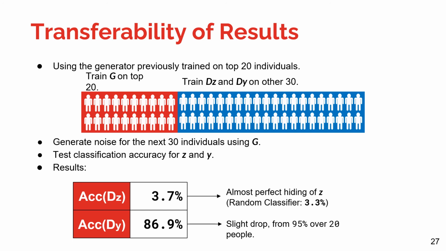We used the generator G to create perturbed samples for these 30 individuals, and then we test the classification accuracy for the perturbed data on the sensitive and target classifier that we just trained. And the results are in the table below. As you can see, with a slight drop from 95% to about 87%, we get almost perfect hiding of Z. A random classifier can perform at 3.3%, while here we have achieved 3.7%.